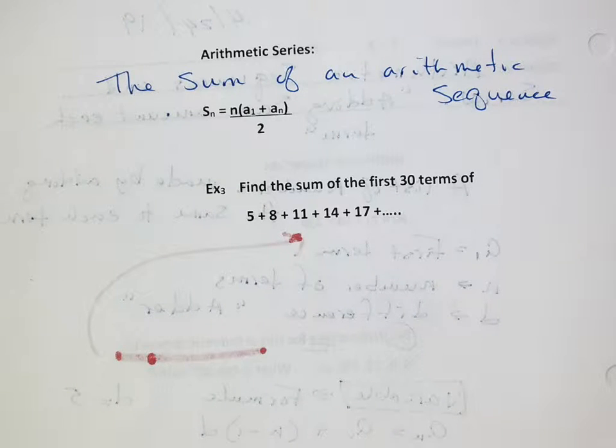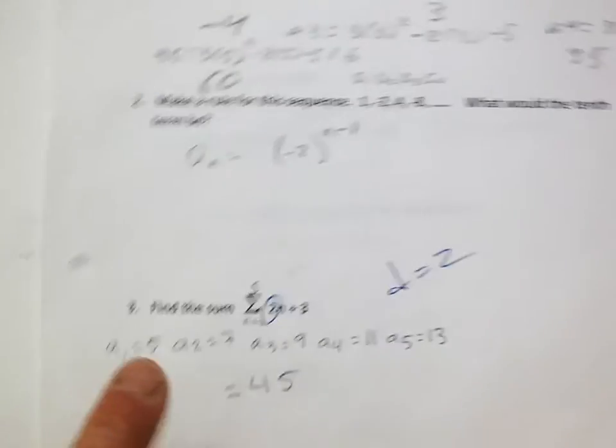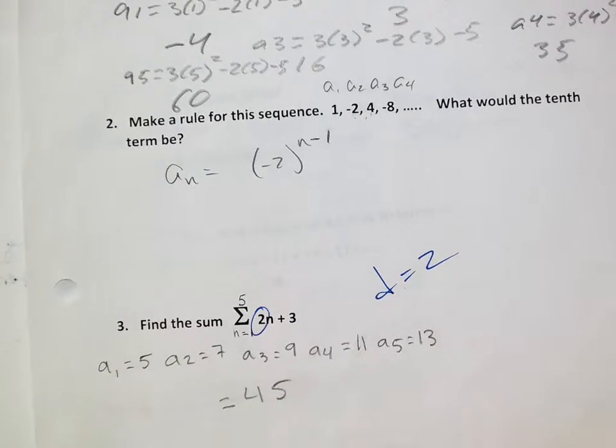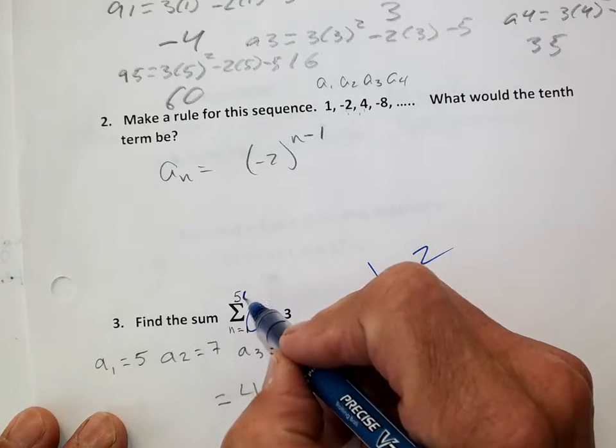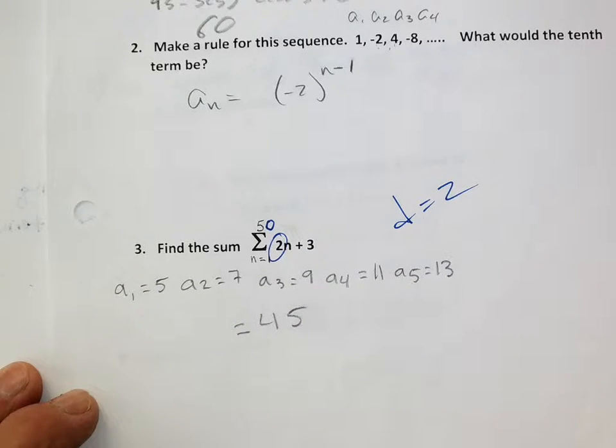I'm going to go back to what Rory did on our warm-up. Thank you, Rory. So let's take a look at what Rory did, okay? In our warm-up, she made them all 5, 7, 9, 11, 13, and that wasn't too hard, and she added them all up. But what if this was a 50? Wow, that'd be a pain, huh?